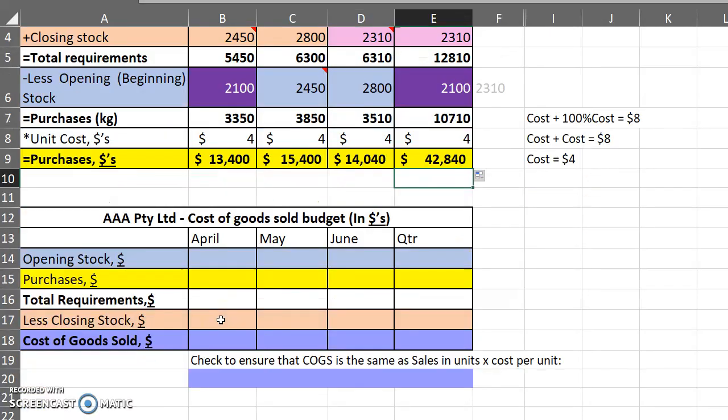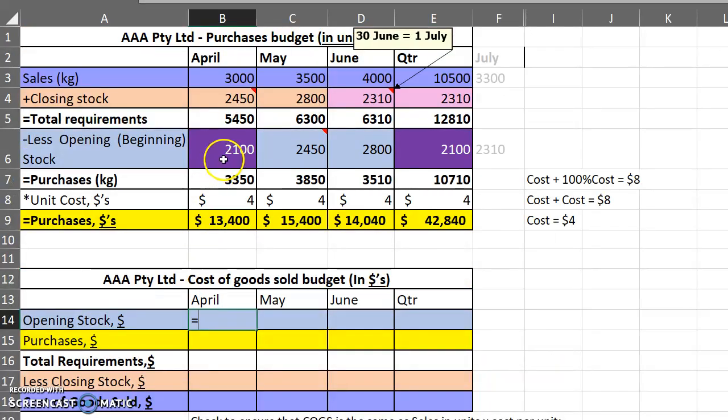I have a couple of minutes left to very quickly put together cost of goods sold budget. I already have the formula here. I just would like to remind you that cost of goods sold budget must be done in dollars. And when you do it in dollars, you have to use cost, not the selling price, but cost. So here is what we're going to do. Opening stock in kilos times, actually I'm not going to use Excel, opening stock in kilos times $4 because that's the cost. Okay, now we're going to do the same for purchases.